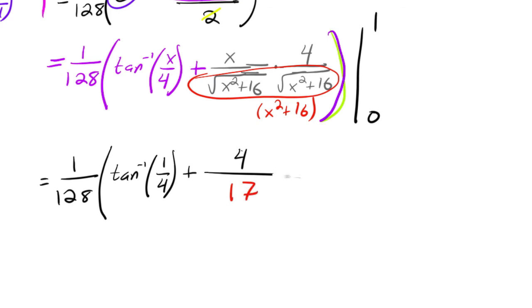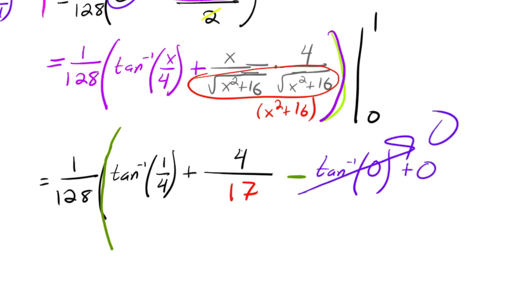And then I have minus. Then I'm going to plug in 0 here. So this is inverse tangent of 0, and then plus 0. So both of these are going to be 0. And so I can just do this one right here.